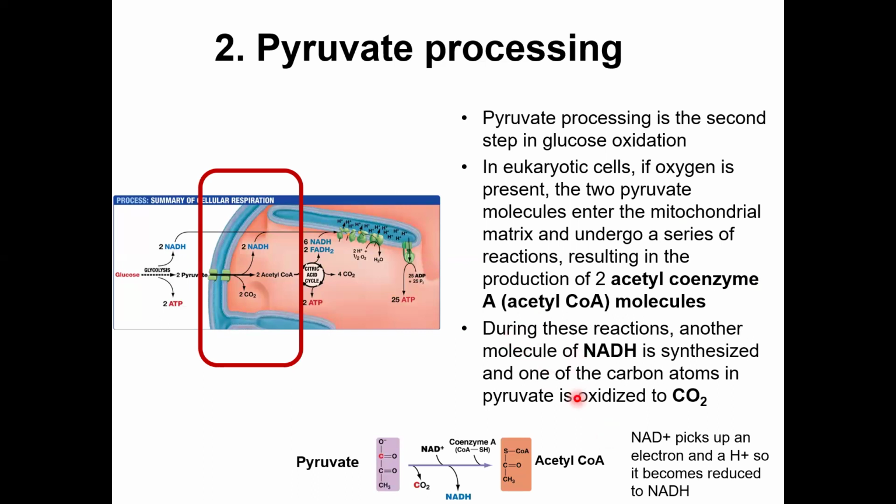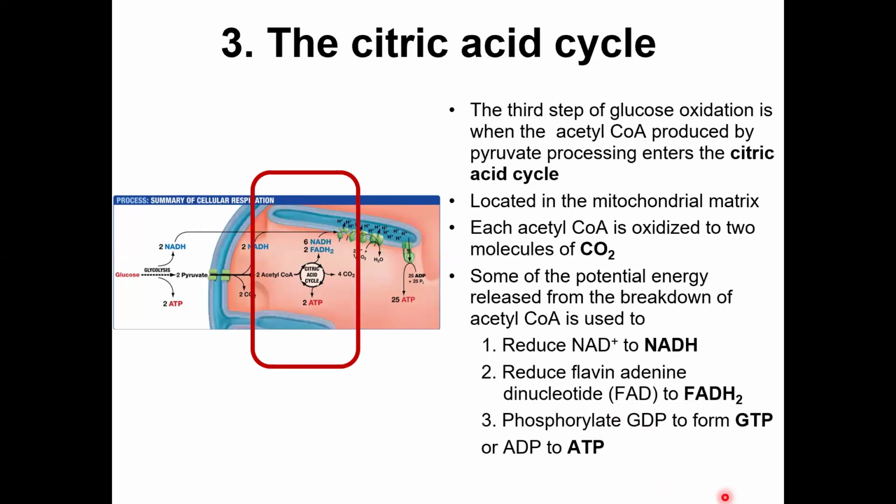And during these reactions, another set of NADH is produced. One of the carbon atoms from the pyruvate ends up oxidized into a carbon dioxide, basically. So this is what's happening here. It gets oxidized and we have a carbon dioxide as well. The NAD plus picks up the electron and the hydrogen atom ends up becoming reduced to NADH. That's how that process is occurring.